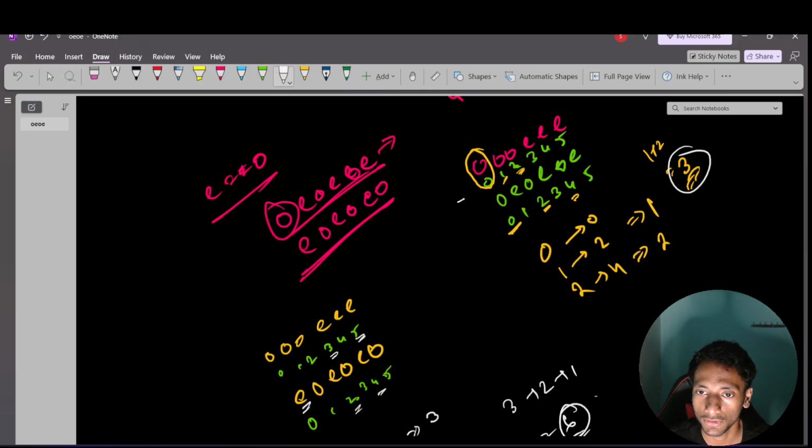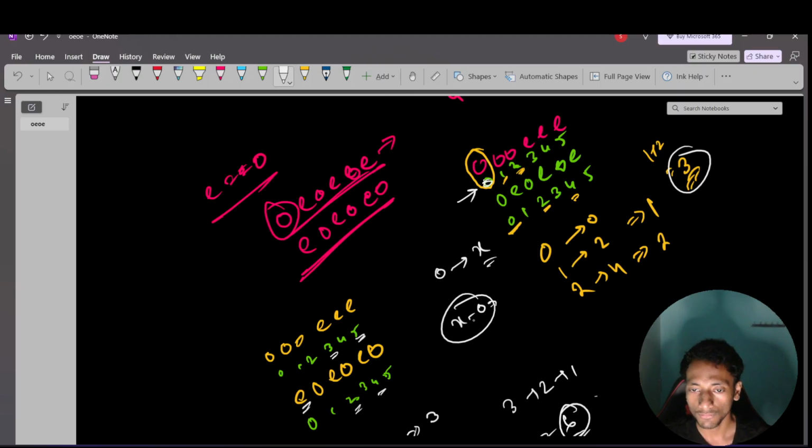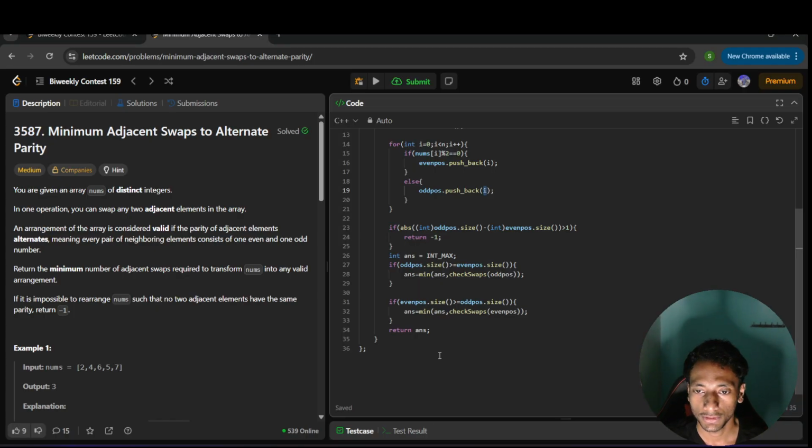just checking only the position. The current position is 0, and suppose I have to pass to target position x, how many swipes are required? x minus 0. Got it? So that's why I only need to know the position of the odd numbers or even numbers. Correct? So that's why I've stored the position only.